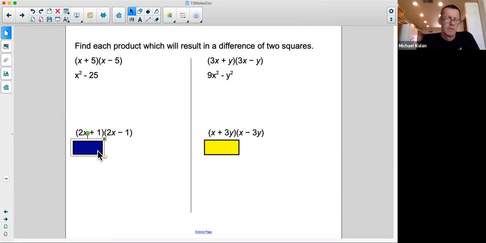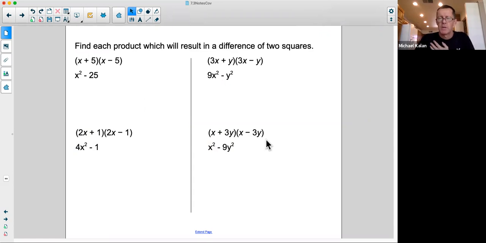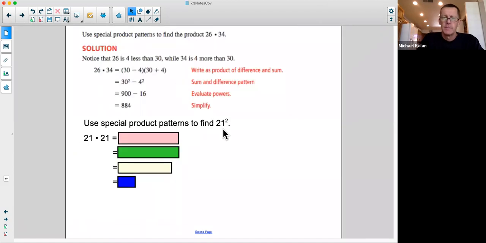All right, I'm back. And hopefully you got that and that. Simple, as simple as that. This is just a great way of making it easier for you. Okay. All right. Now, this is kind of fun. This is like good mental math stuff. We're going to use special product patterns to find the product 26 times 34. You're going to be able to astound your folks and family at home.